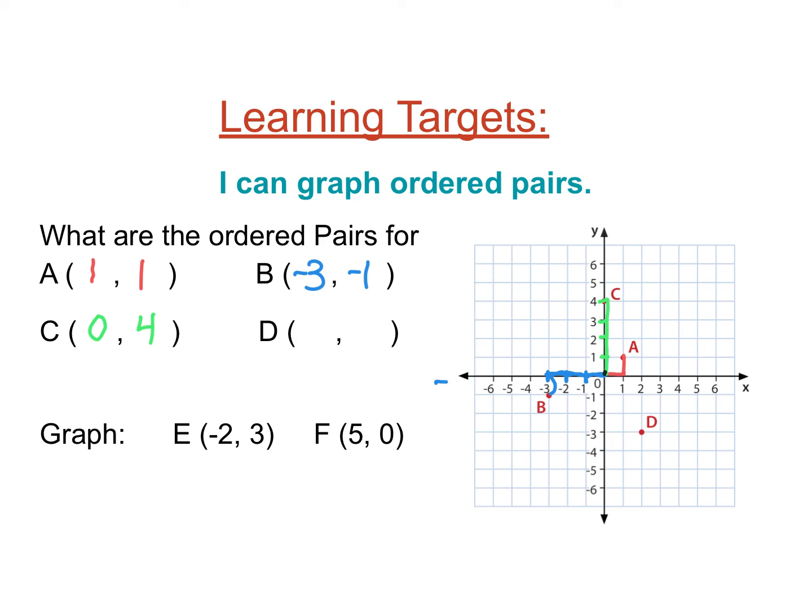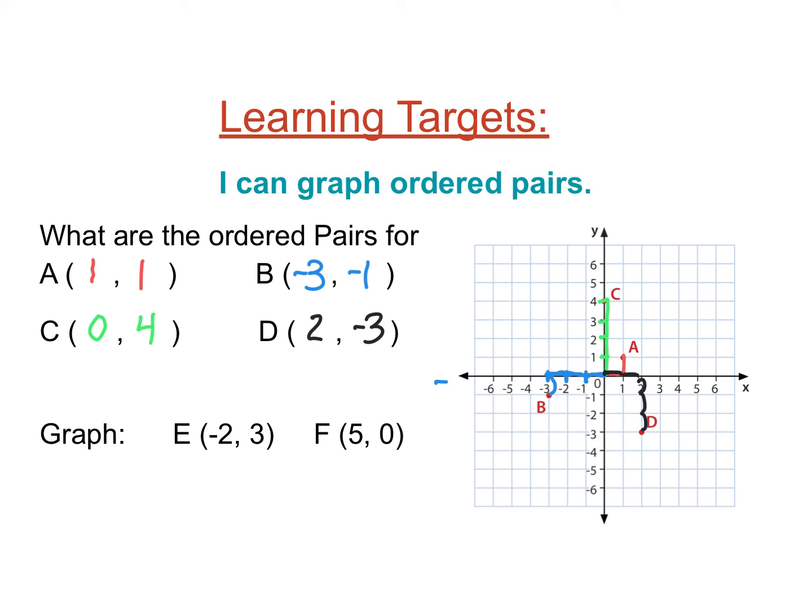And last one, D. I'm starting again in the center. I'm moving 1, 2, 3, 1, 2, back it up. 2 spaces to the right, that's positive. And then I'm going down 1, 2, 3 spaces down. So I went 2 to the right, which was positive, and 3 down, and down is negative.